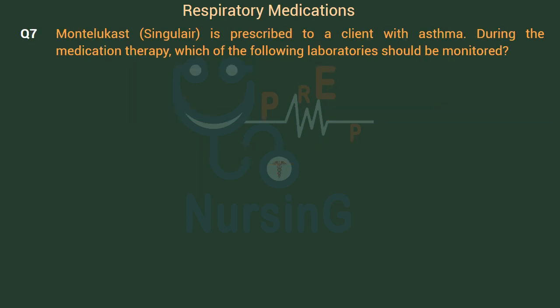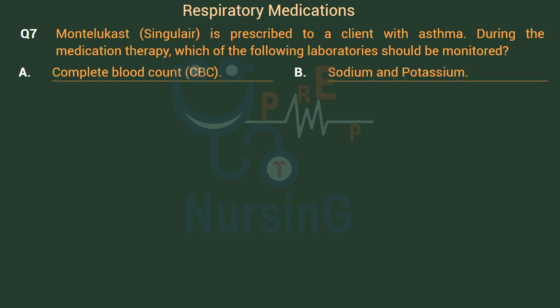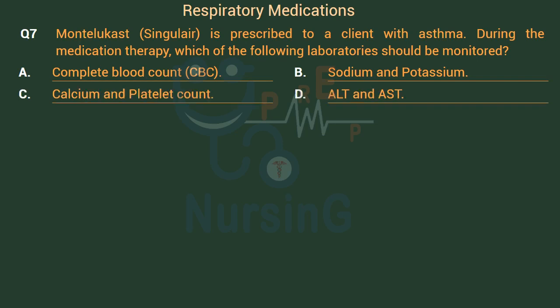Montelukast, Singulair, is prescribed to a client with asthma. During the medication therapy, which of the following laboratories should be monitored? Option A. Complete blood count, CBC. Option B. Sodium and potassium. Option C. Calcium and platelet count. Option D. ALT and AST. Right answer is Option D.